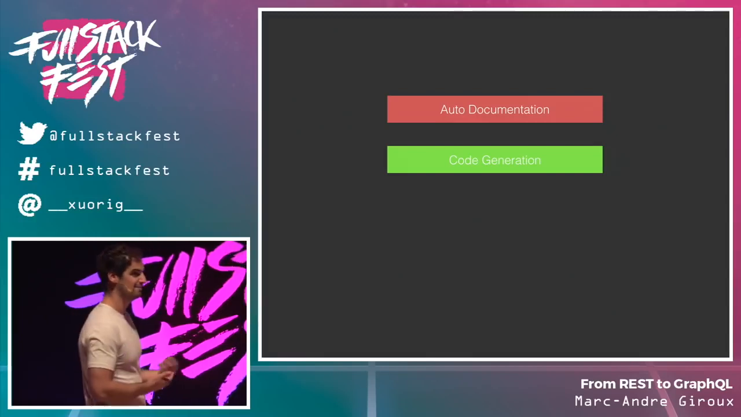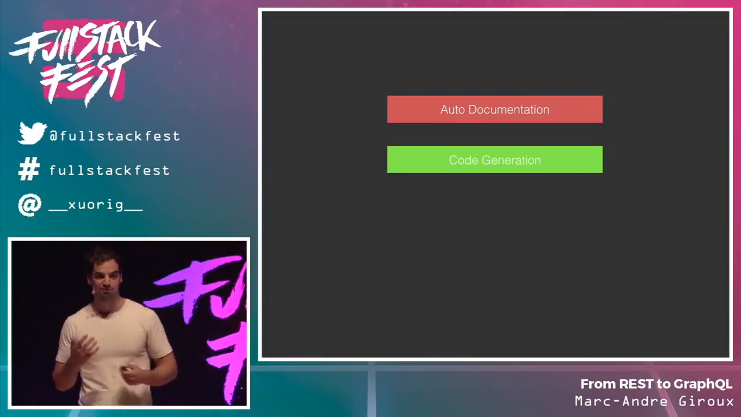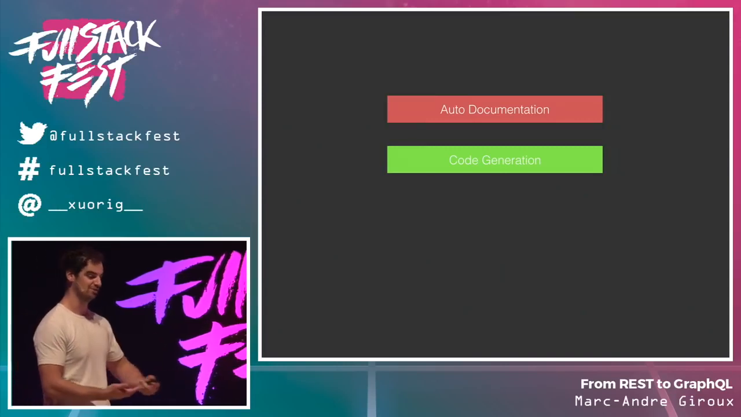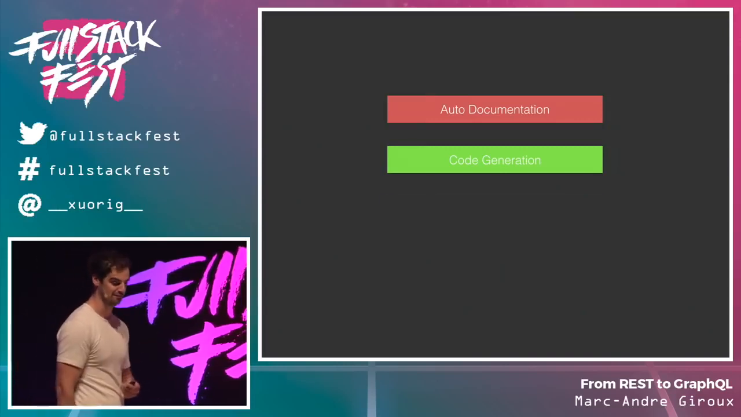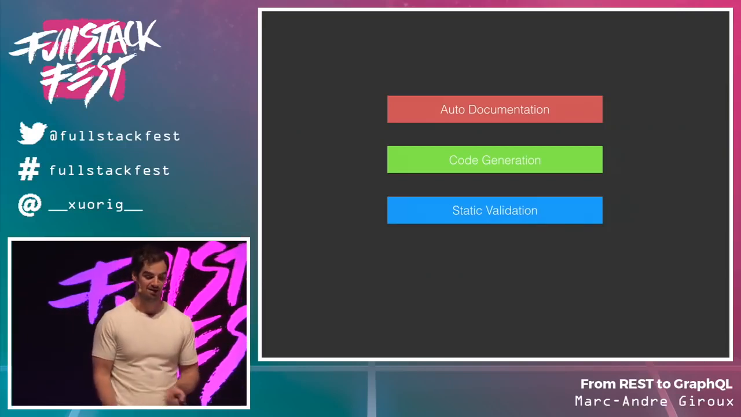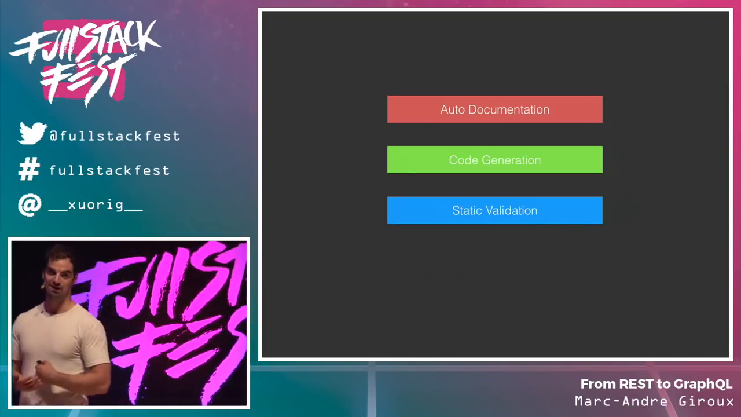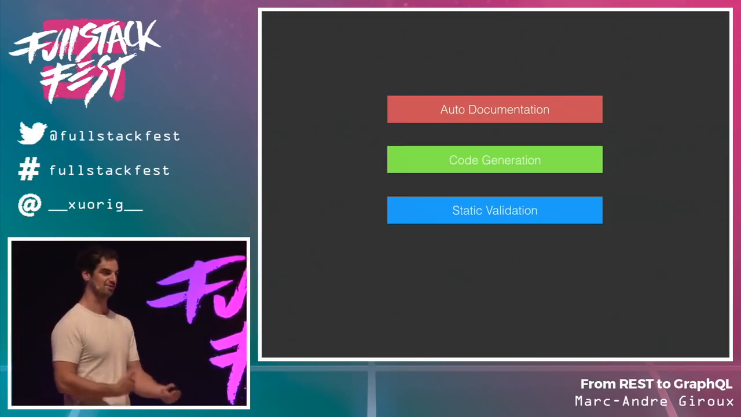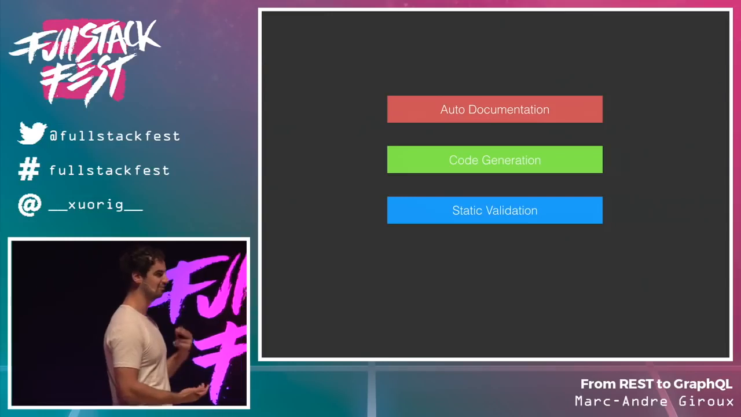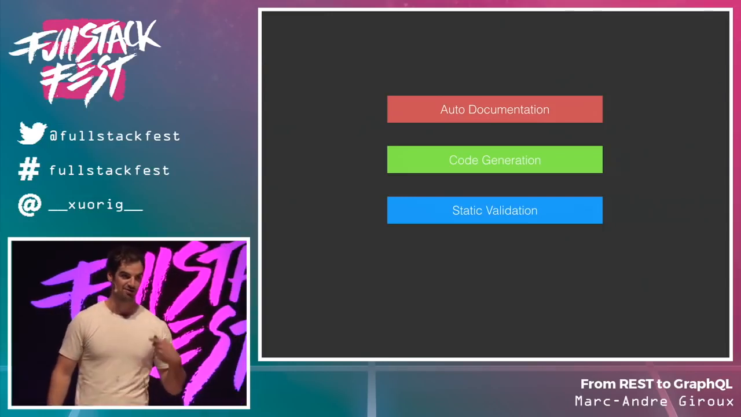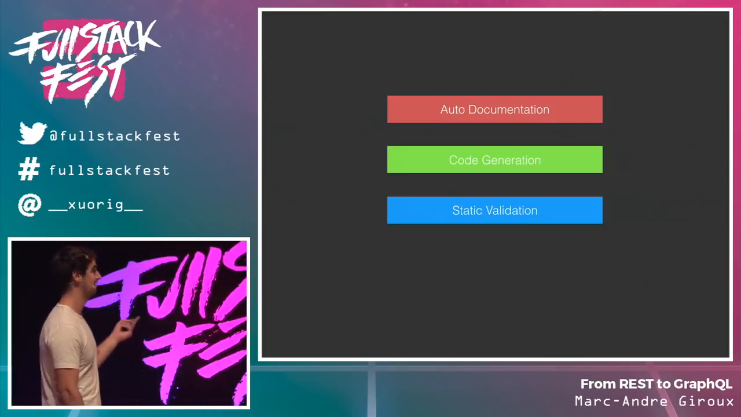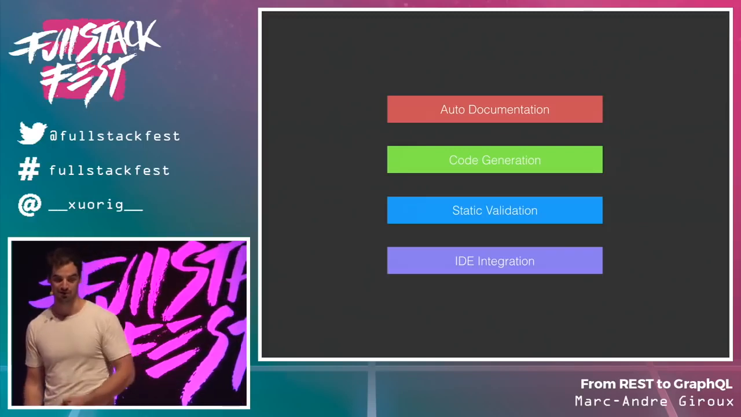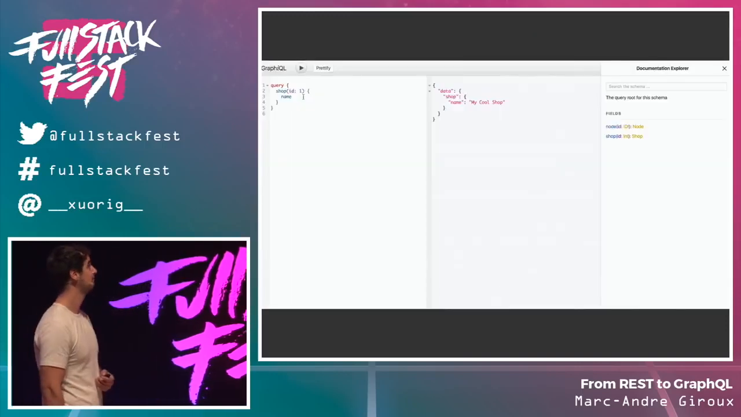Code generation, you can imagine if you have some front-end code, you might even be able to guess what query they need and generate it, because you know what's possible and not. Static validation, you don't even need to let a query go to the server and then get rejected, because you know beforehand if that query is valid or not. So IDEs can validate your queries, and they can autocomplete your queries because they know everything about the schema.